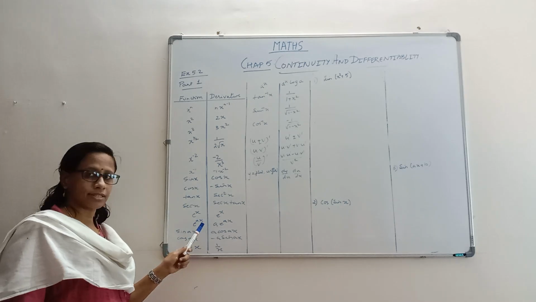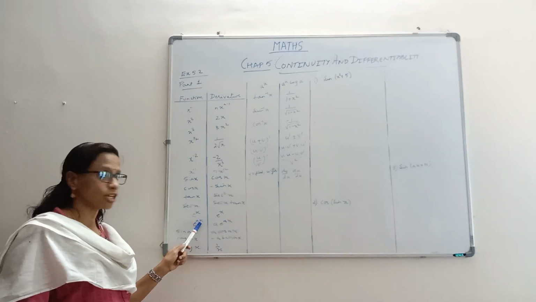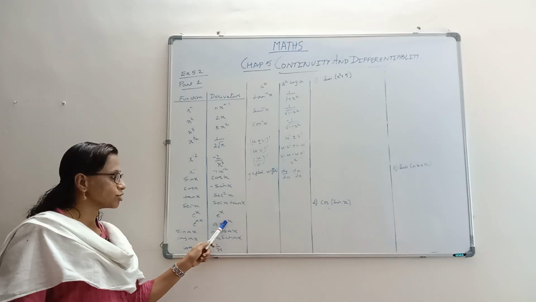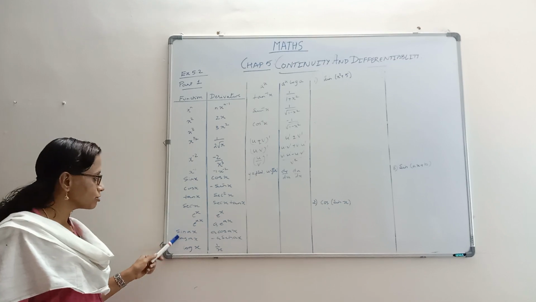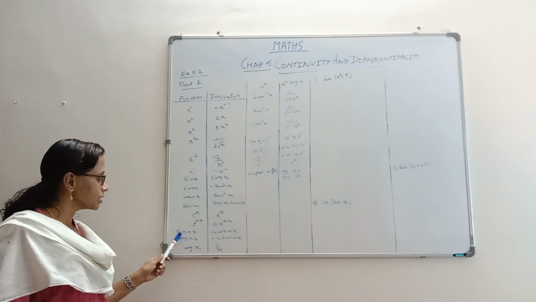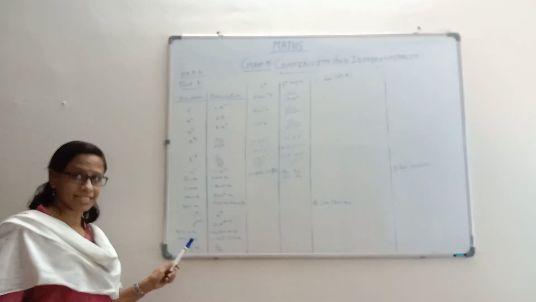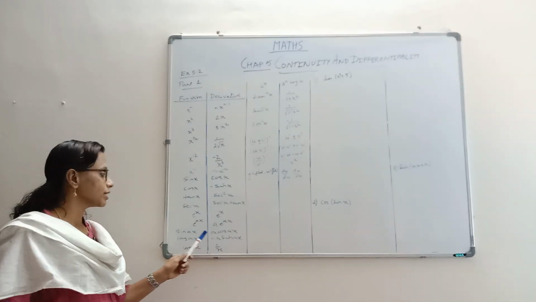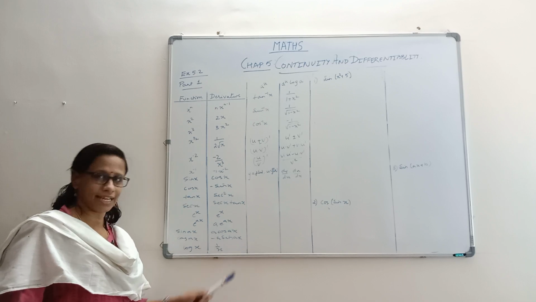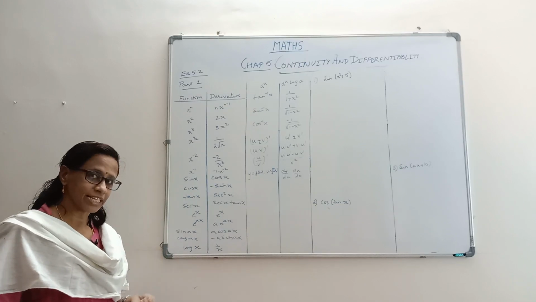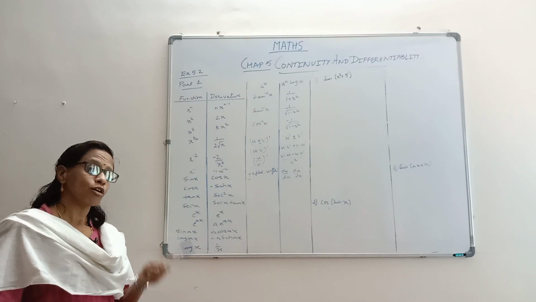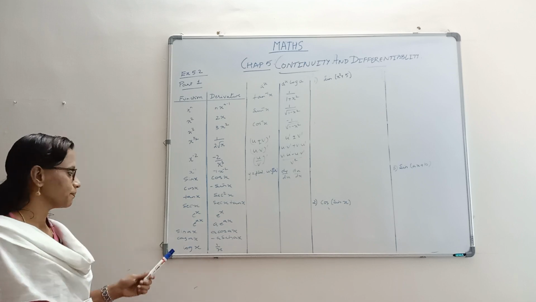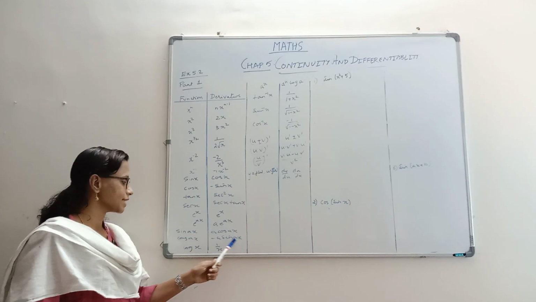e raised to x, whenever there is a coefficient along with x, then that becomes a into e raised to ax. Now the same applies to the trigonometric functions also. If there is a function like sin ax, sin 5x, sin 10x, sin 2x, sin 4x, then the derivative will come as a cos ax. That means if it is sin 5x, then the derivative will be 5 cos 5x. In the same way, cos ax will be minus a sin ax.